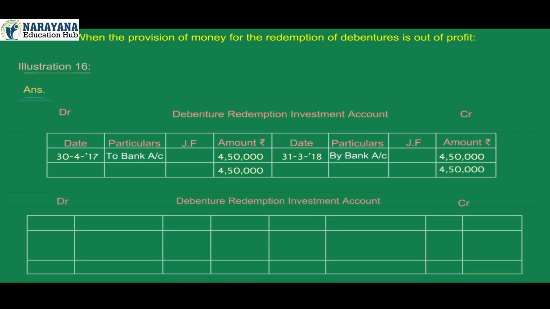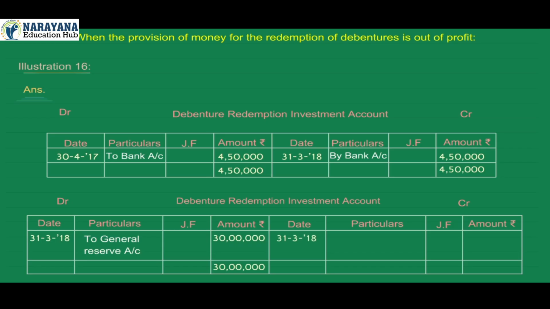Debenture redemption reserve account. Debit, credit, date, particulars, journal folio, amount, date, particulars, journal folio, amount. 31st March 2018. To general reserve account 30 lakh, total 30 lakh. 31st March 2018. By surplus in statement of profit and loss 30 lakh, total 30 lakh.